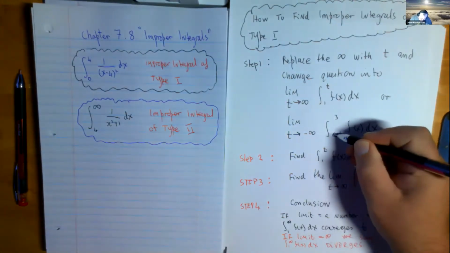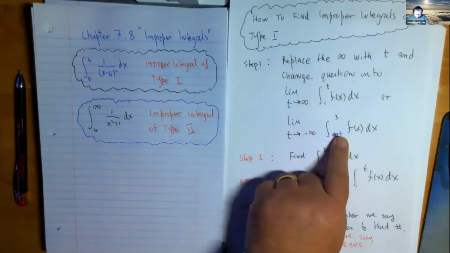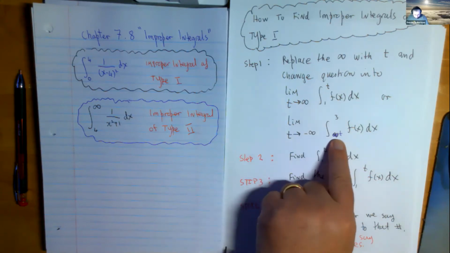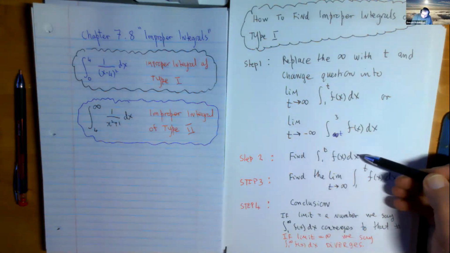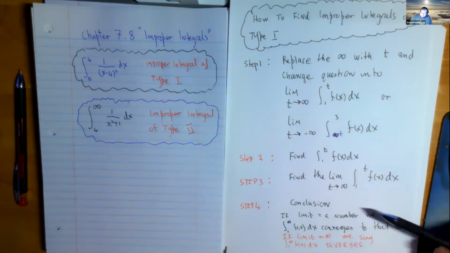So, as I was saying, oops, I just realized that shouldn't be there. You either do an integral from, say, a number to t, or from t to a number, depending if t is positive infinity or negative infinity. You then find that integral. You then find that limit. And you're probably going to do things like L'Hopital or brute force. And then you have a conclusion.